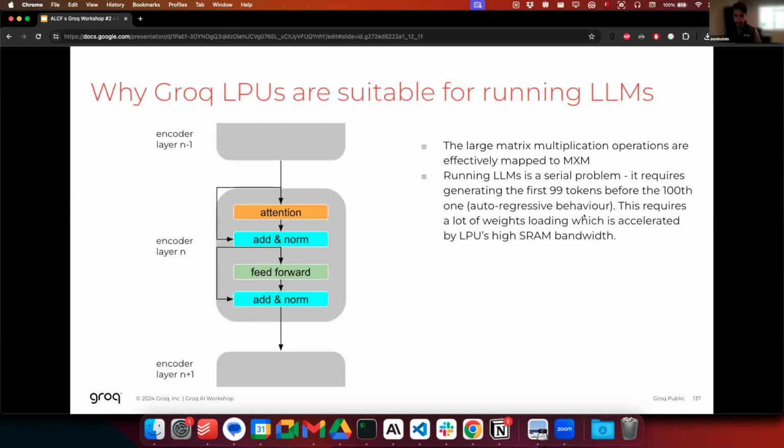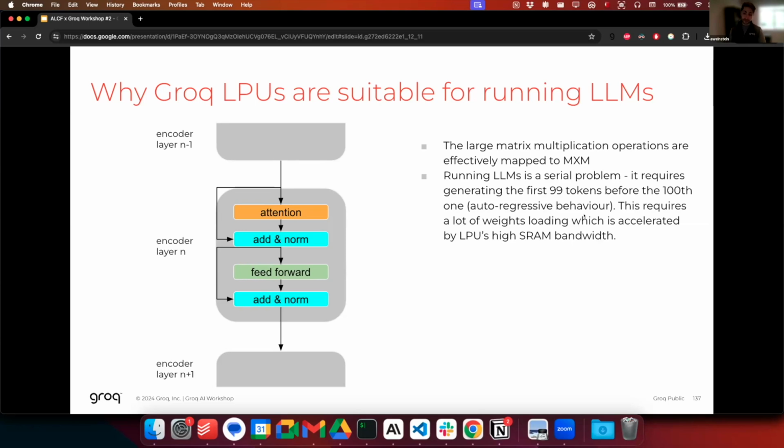And Groq LPUs are highly suitable for running LLMs for a couple of different reasons. One of them is that the large matrix multiplications that are part of a transformer architecture map really effectively to our MXM block in the Groq LPU. I believe Andrew Baitar yesterday gave an overall architecture discussion of the Groq LPU. We have a lot of functional units in our chip that map very well to the matmuls that need to be done for running transformer-based models.